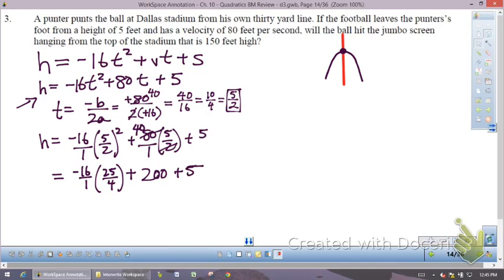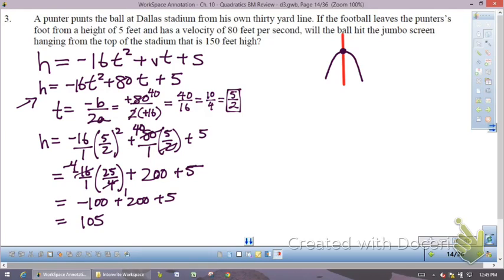Okay, let's reduce this here. 4 goes into 16, 4. Okay, goes in here once, and negative 4. Very good. What's negative 4 times 25? What's 4 quarters? 100. So we got negative 100, right? Plus 200 plus 5. All right, so what's negative 100 plus 200? We get 100, and then plus 5 is 105, right?